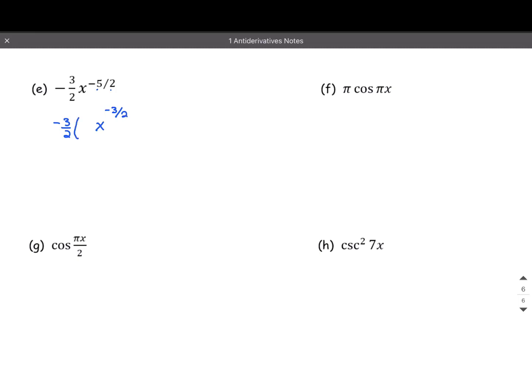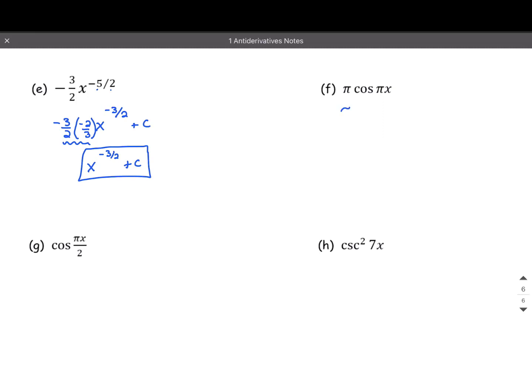When I divide by that exponent negative 3/2, that's the same as multiplying by negative 2/3. Let's not forget our plus c. If you look at these constants, they multiply to 1. So this is just x to the negative 3/2 plus c. Good. Next up, we have pi cosine pi x.